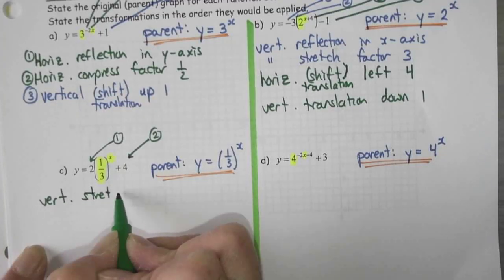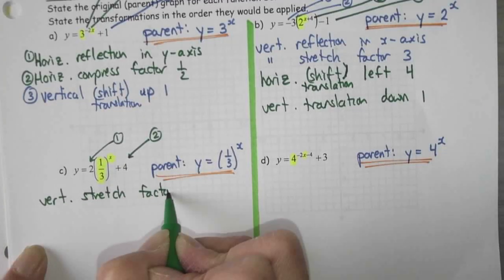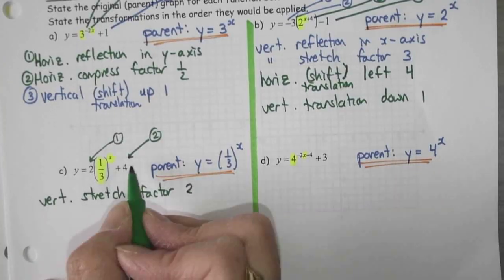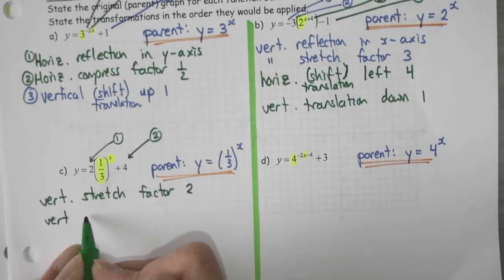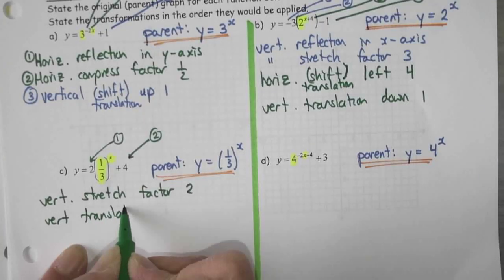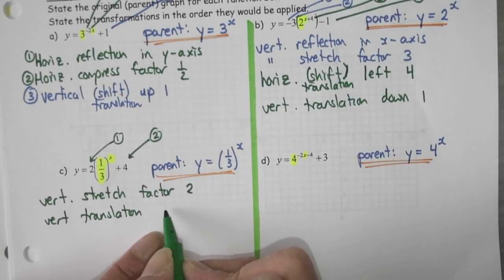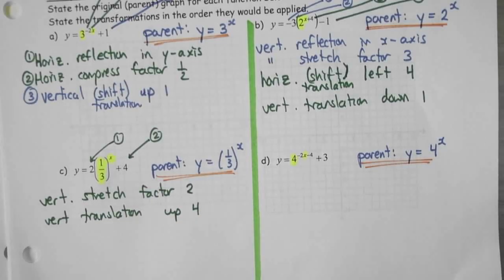Stretch by a factor of 2. That's it. And then the last one, vertical, because it's after, and that's going to be translation. Which way? Up 4. Easy, right? So you're seeing it a little bit better now?